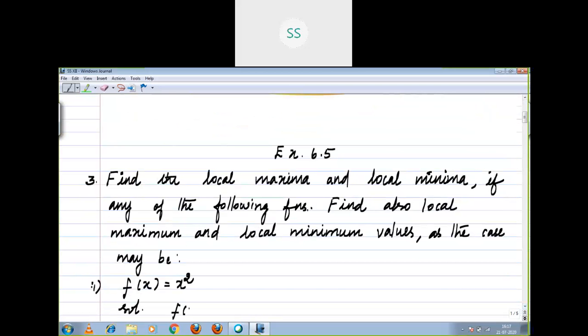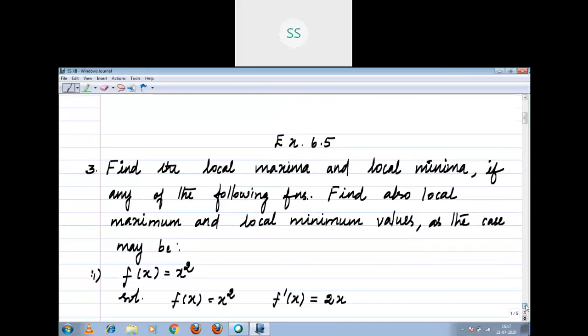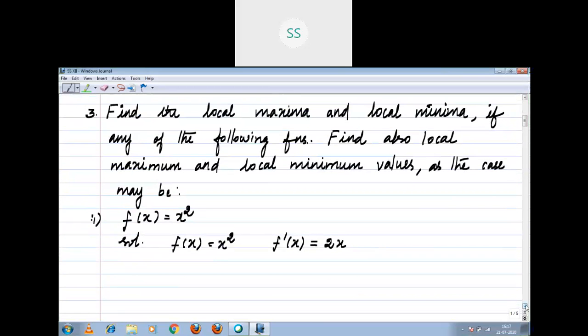f of x equal to x square, right? Differentiation means you can write f dash of x. f dash of x equal to 2x. First step, what you did? You did the differentiation with respect to x, right? Now, you have to equate the first order derivative to 0. Second step, you have to equate the first order derivative to 0.